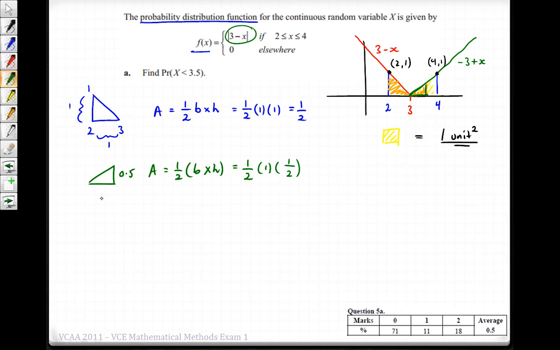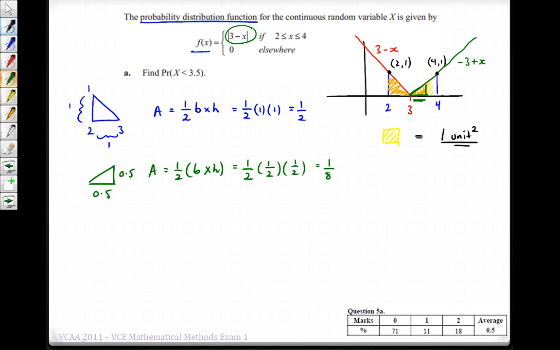And I have made a mistake there. That only goes from 3 to 3.5 across here, so that's 0.5 as well. So I'll just erase that to make it look all good. So it's a half times a half times a half. So that should come out to be 1 on 8.